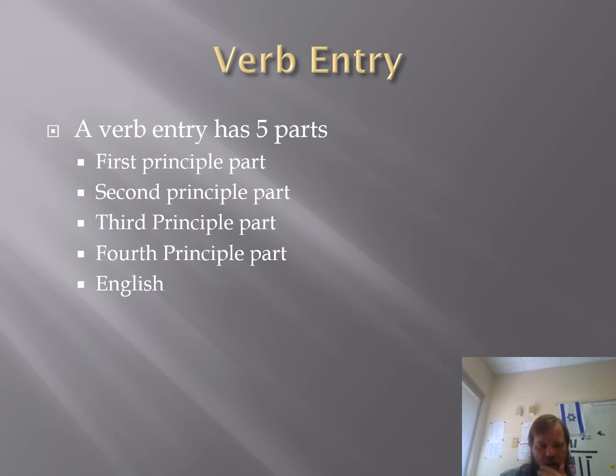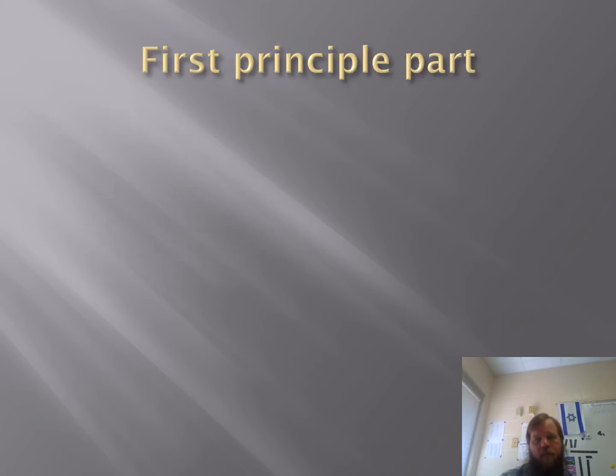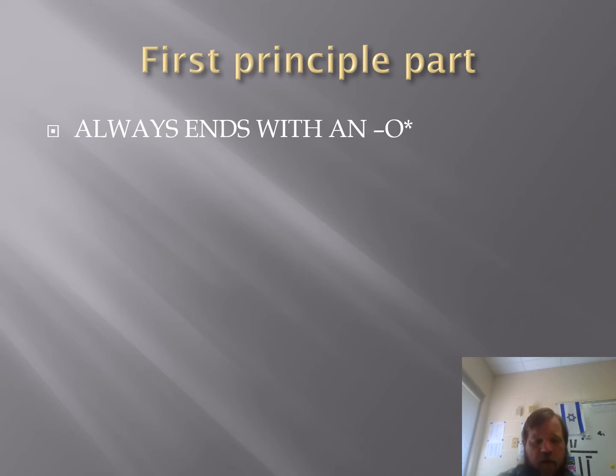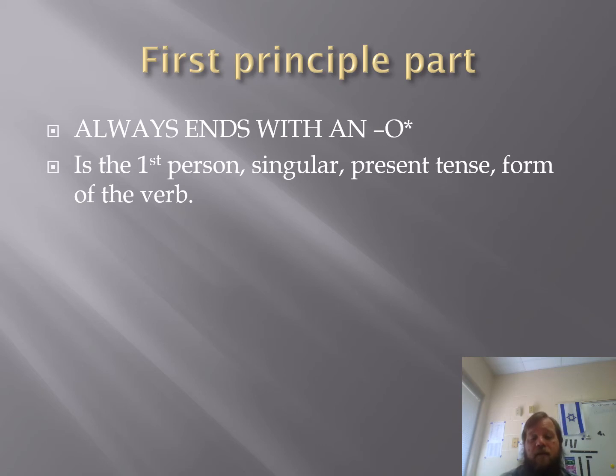So real quickly, let's talk about principal parts. The first principal part is always going to end in the letter O. Now, there's an asterisk there. There are actually 2 irregular verbs where it ends with an M. But every other verb in the Latin language, it ends with an O. You don't need to worry about the irregulars right now. Okay? It is the first person singular present tense form of the verb. If you've had Spanish 1, that makes it the present tense yo form.